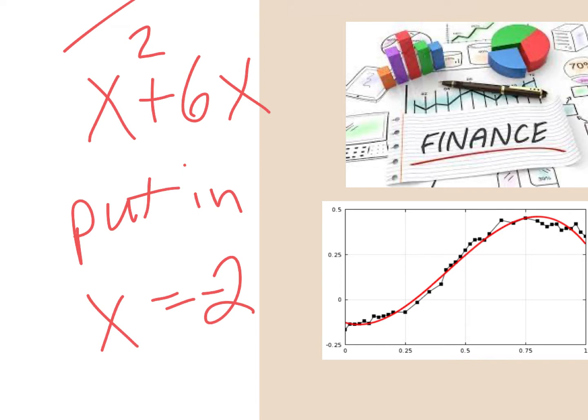All right, so there's terms. What the heck are you talking about with this terms, Mr. Surver? This is a term. X squared, that's one term. 6x, that's another term. So I got two terms in this thing.